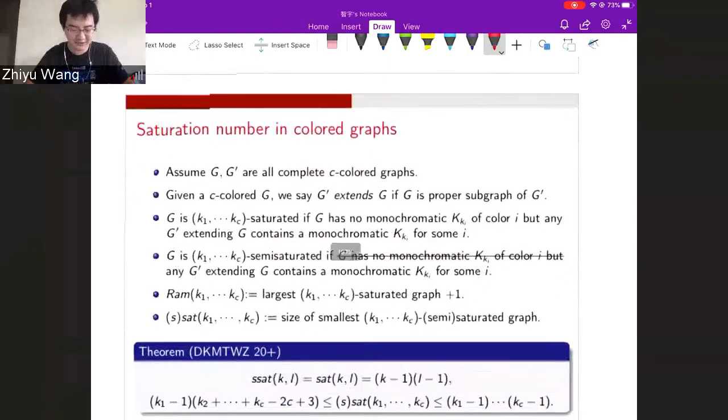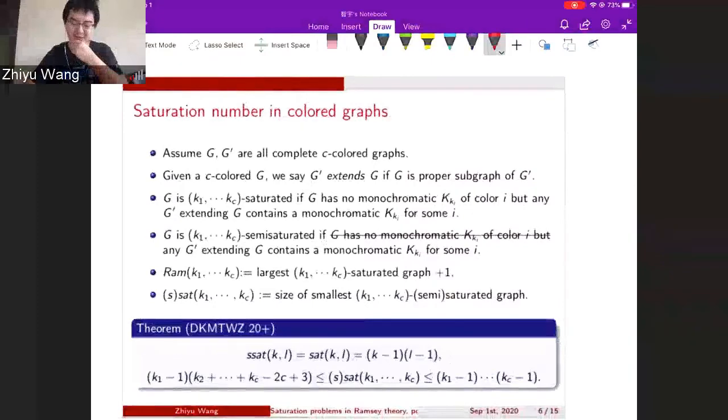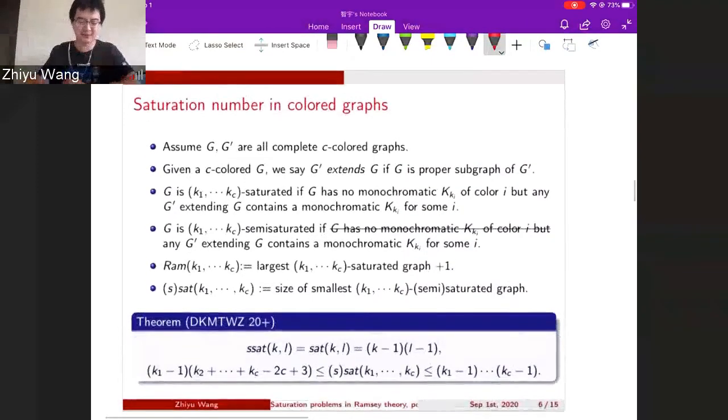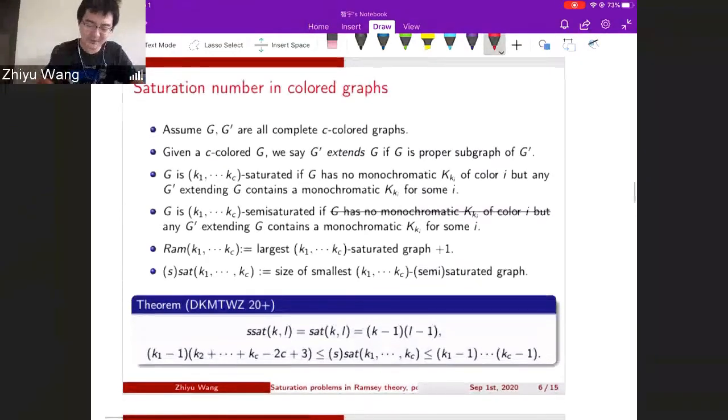So let's first talk about saturation number in color graphs. The whole flavor of saturation is that we want to find some structure so that any structure extending it will break our property. Here let's assume G and G prime are both complete C-color graphs. They may have different numbers of vertices.